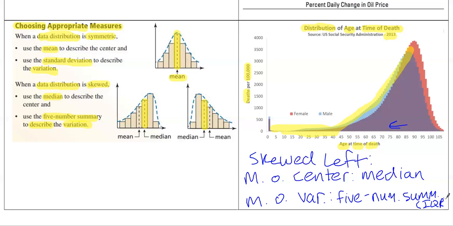So an easy lesson today. I think that honestly, though, it's very visual, and it should make some sense how you find which measure of center and which measure of variation you should use depending on what the shape of the distribution is.